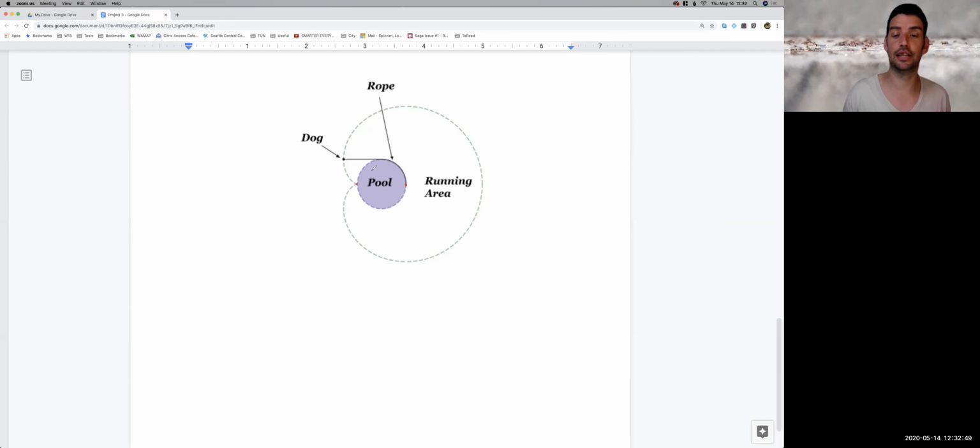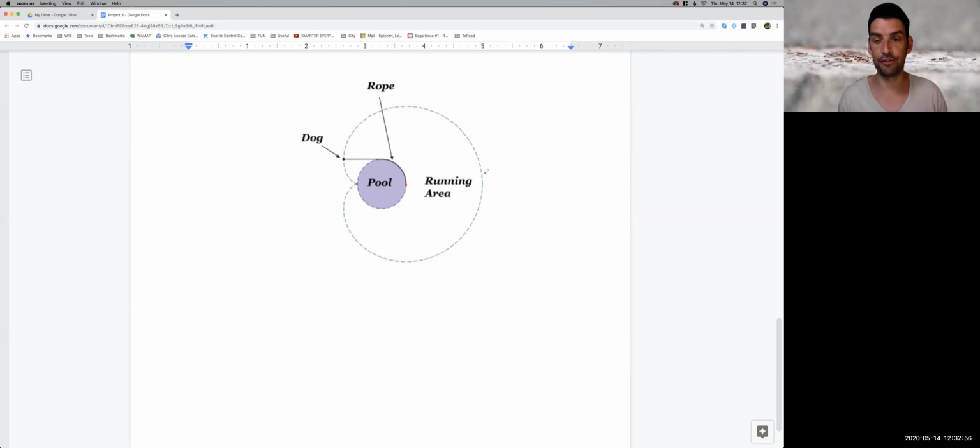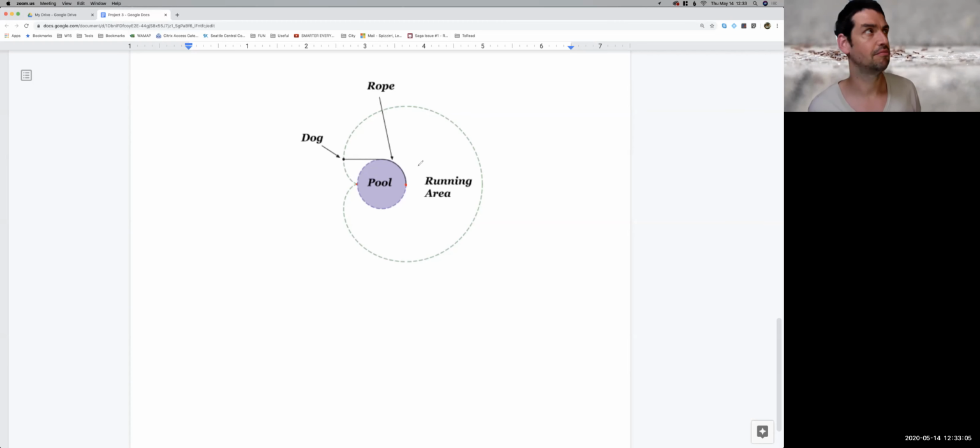So this green line is supposed to be showing us if we were to run around with the rope at full extension, how much space would this dog have, or how much space would that shape encapsulate? It's not a circle. Anyways, I think we got the idea.